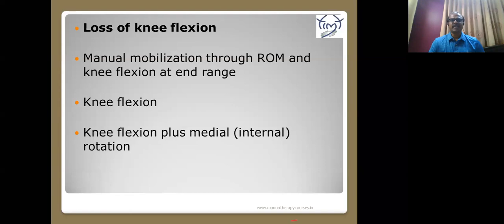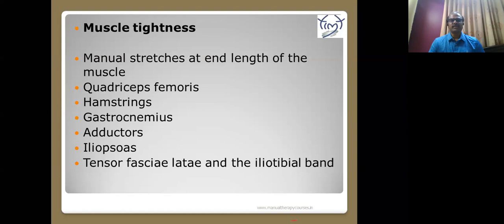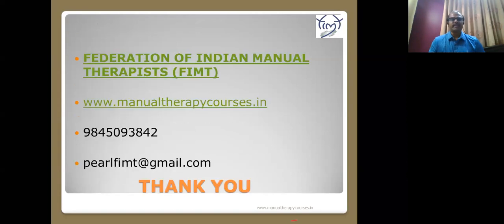And knee flexion can be done with the help of the internal rotation of the tibia. And patella glides can be done as a soothing technique, to keep doing the movements over there. And a lot of muscles go for tightness, which has to be looked at: the quadriceps, hamstrings, gastrocnemius, adductors, iliopsoas, tensor fasciae latae, and the IT band. All these techniques can be done here. That's it, sir.